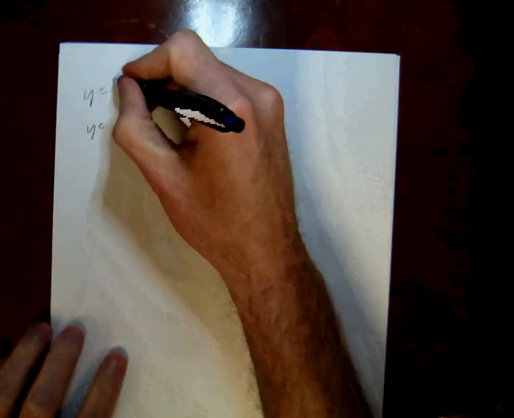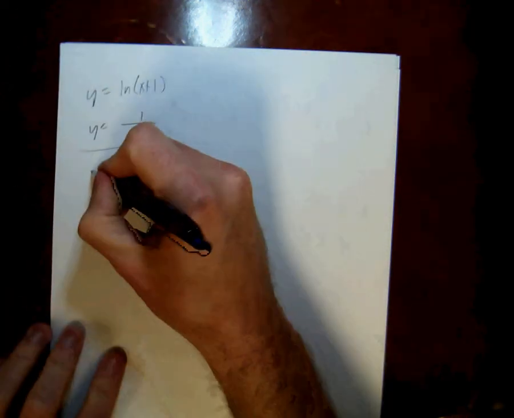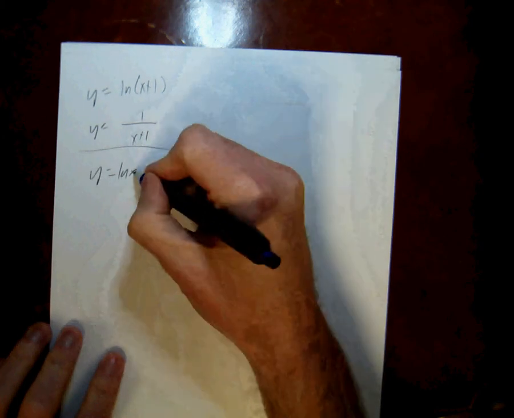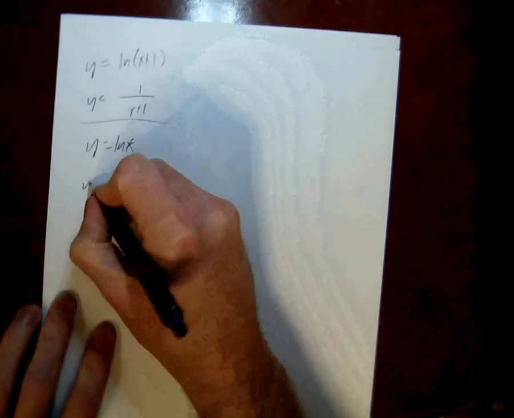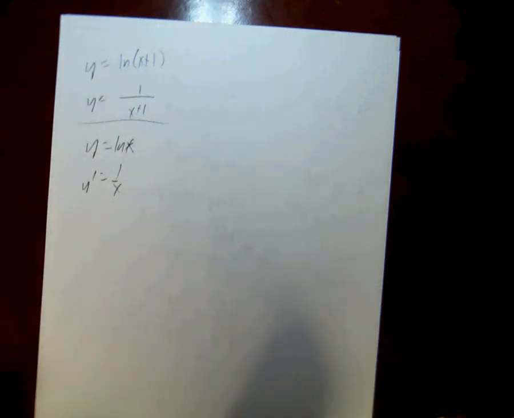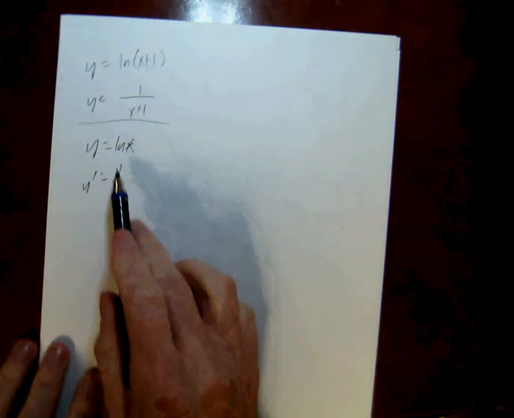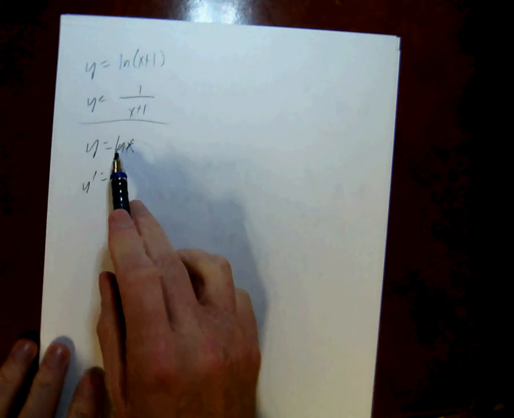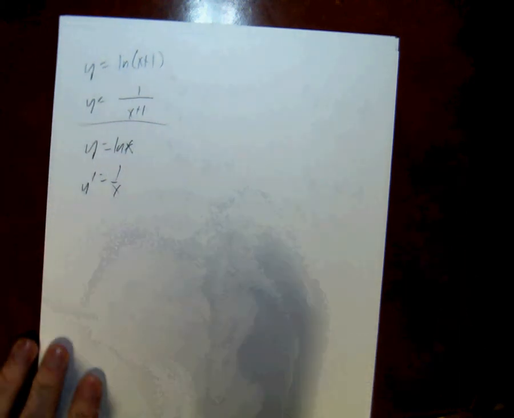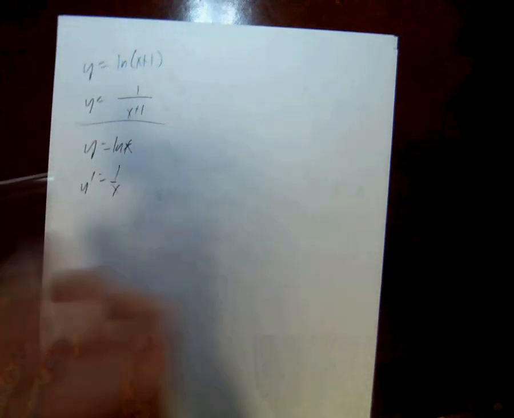Actually, let me change that. Let's start with y equals natural log of x. And so the derivative of that is just 1 over x. We're going to start really basic. I need to come back to that, but right now we're going to start with the derivative of natural log of x is just 1 over x, right? So this is log base e.